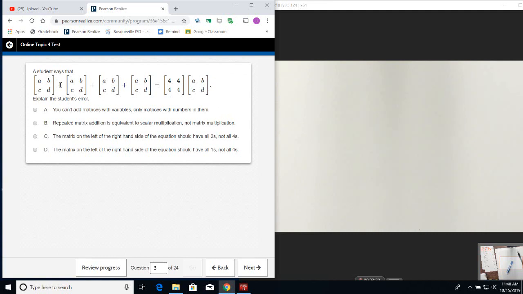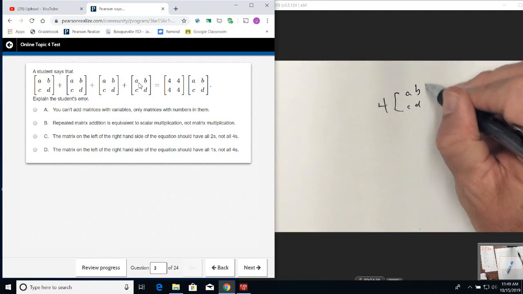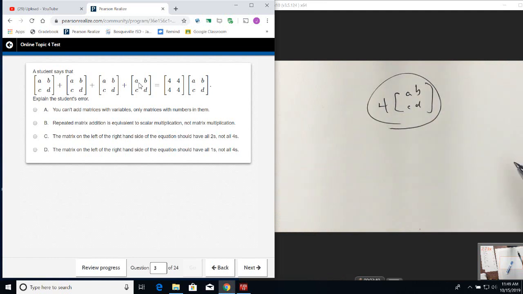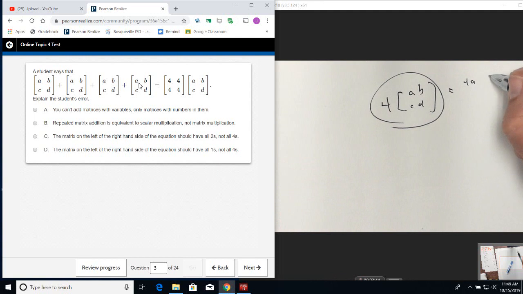No, this is nothing more than repeated addition. Repeated addition is scalar multiplication. See how these 4 identical matrices added together would just be nothing more than 4 times [A, B, C, D]. So it should look like that, which would end up being 4A, 4B, 4C, 4D.